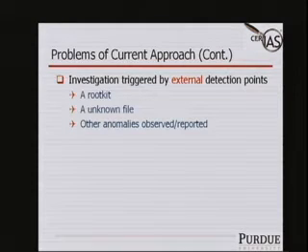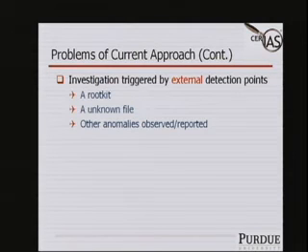Another problem is that the thing that triggers this investigation is the identification of a suspicious activity by the user, namely myself, right? So you have to wait until an anomaly or a suspicious item is identified, and then we can trigger the investigation. This may be too late sometimes, because maybe the malware has already done most of the harm and the bad things. The investigation process is triggered by external detection points.